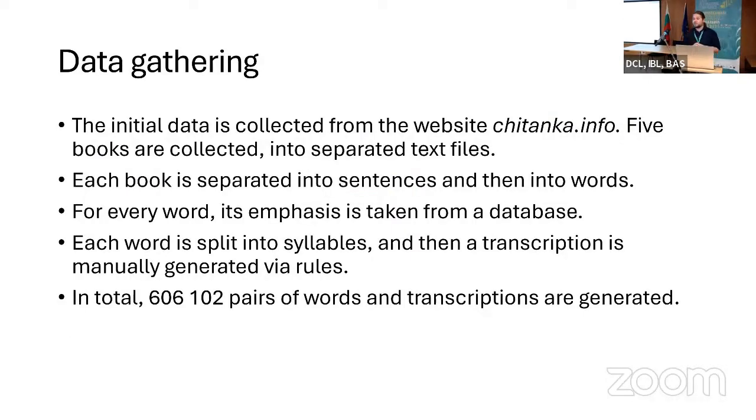For the data, we extracted a few books from the popular Bulgarian site chitanka.info. 5 books were collected, each in a separate text file. Then each book was transformed into sentences and then into words. For every word, we extracted the emphasis of the word, because the emphasis changes the way syllables are transcribed. And for each word, we split it into syllables and manually generated the transcriptions that were fed into the model. So we have 6,000 words and transcriptions together to fit into the model.